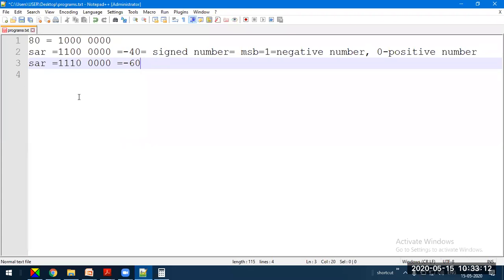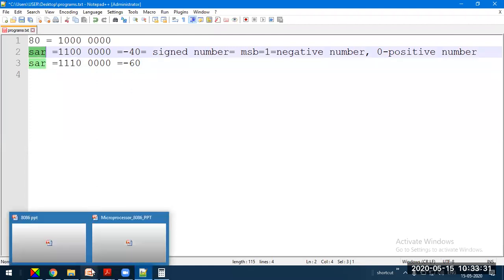So in signed arithmetic, make sure that the sign bit is repeated. This is very helpful in signed arithmetic, because we have to represent a sign, positive or negative number, and we need the MSB. To retain the MSB, we can go for an instruction like SAR, shift arithmetic right.